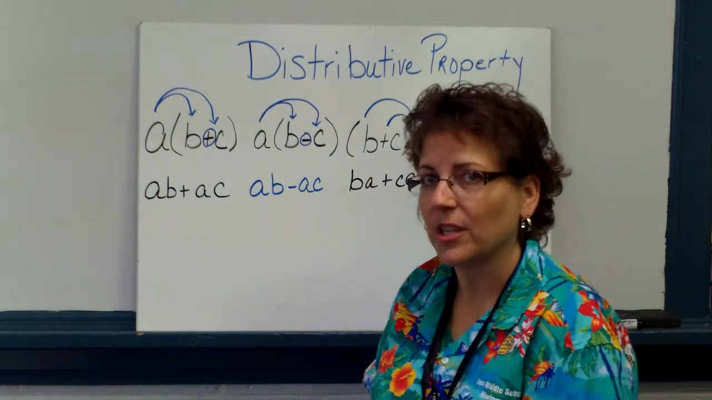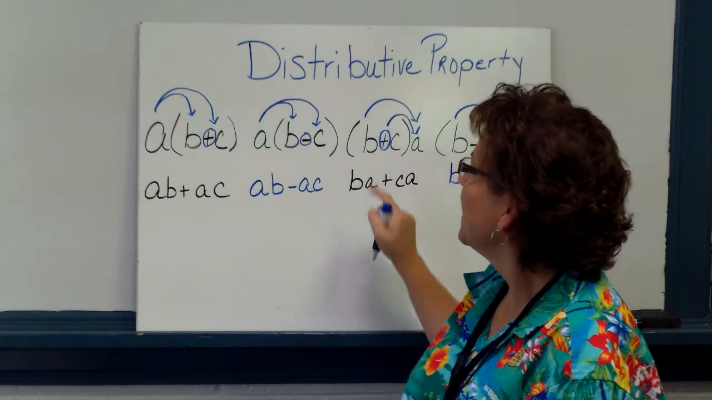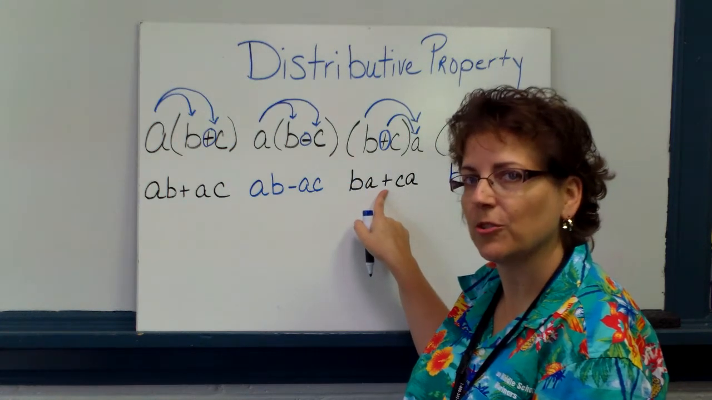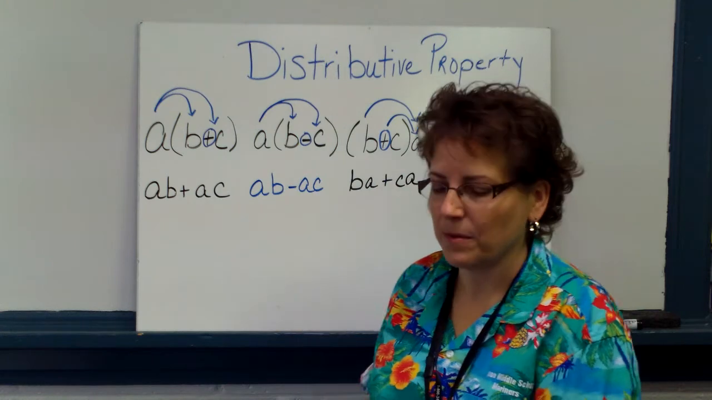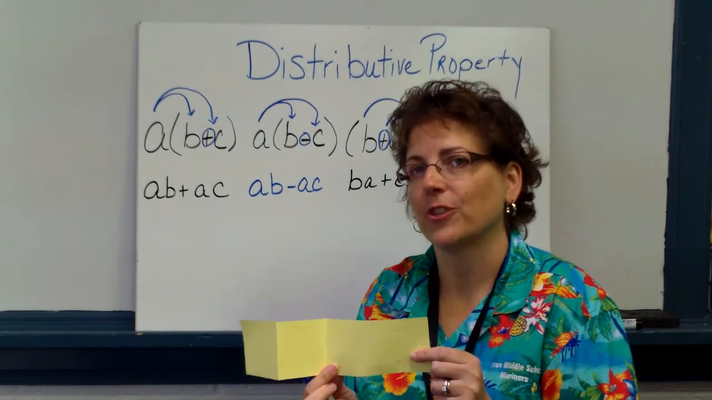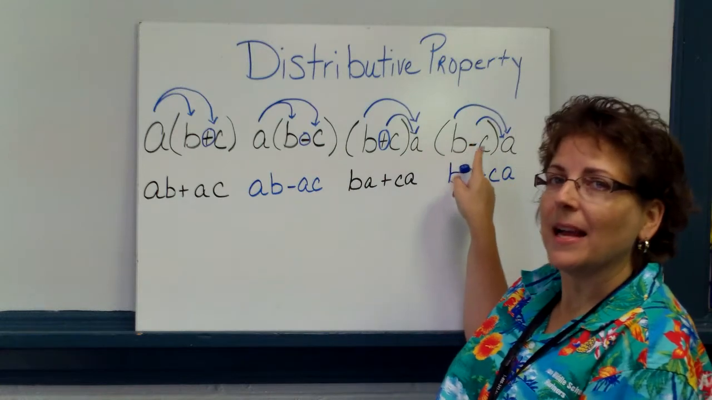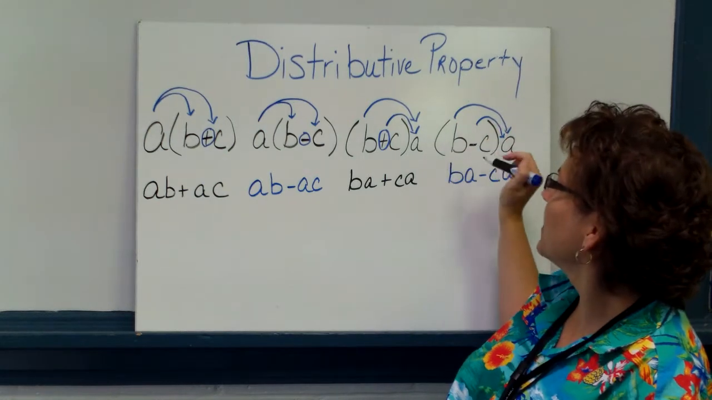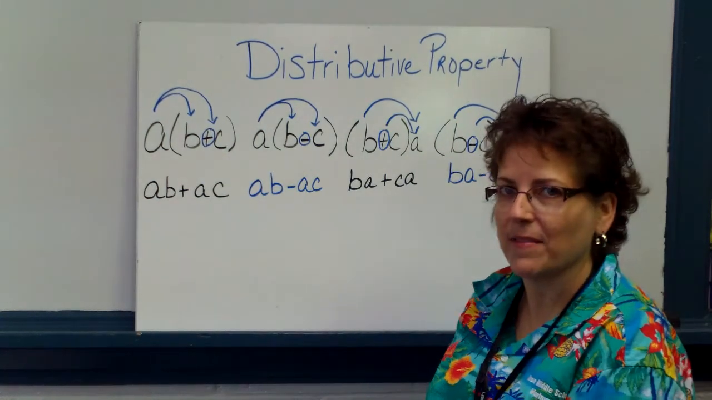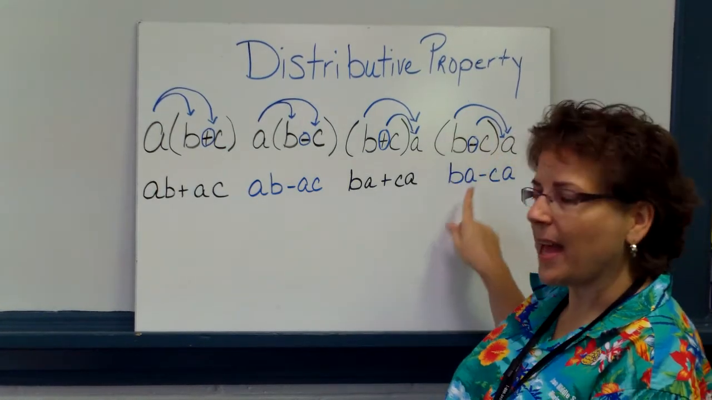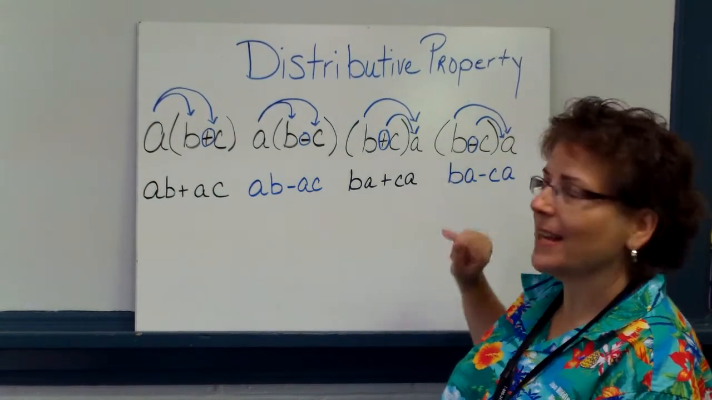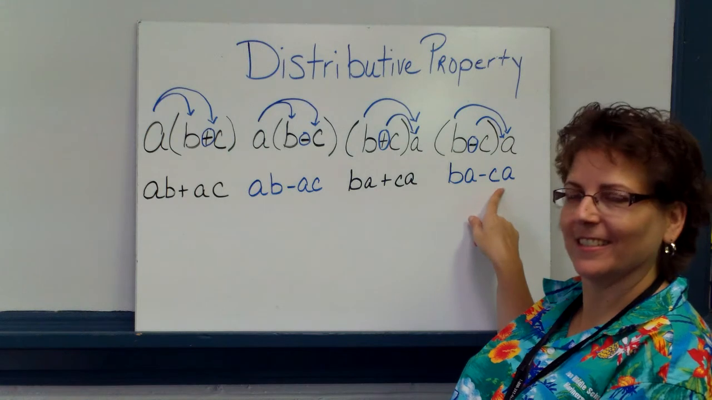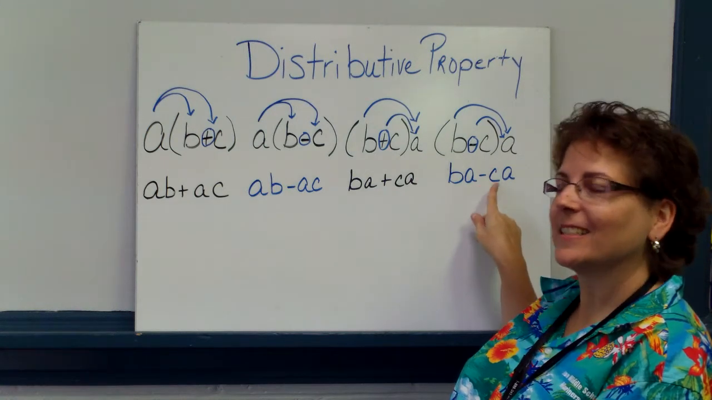You always have to pay attention to the sign you have in the middle of your parentheses, because that sign is going to continue down here when you distribute. Our last example is going to go in the fourth section of your strip. You've got B minus C times A outside the parentheses. Same idea, using the arrows and paying attention to the minus sign you have there. You're first going to have B times A, which is BA, and then the minus sign and C times A down here. So BA minus CA.